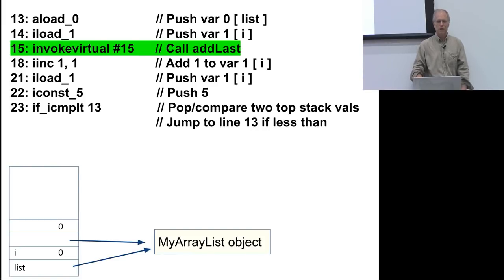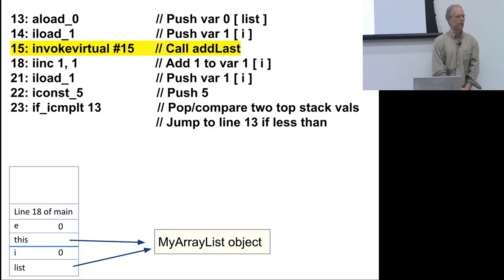Okay, well, we're setting up to call add last. And our job to call add last is to set up its initial stack frame, right? So by pushing these two things on the stack, we have created a stack frame for add last to use that contains the parameter this, which refers to an array list object, and its parameter e, which is 0, plus we push the information that when this method is finished, pick up with line 18.